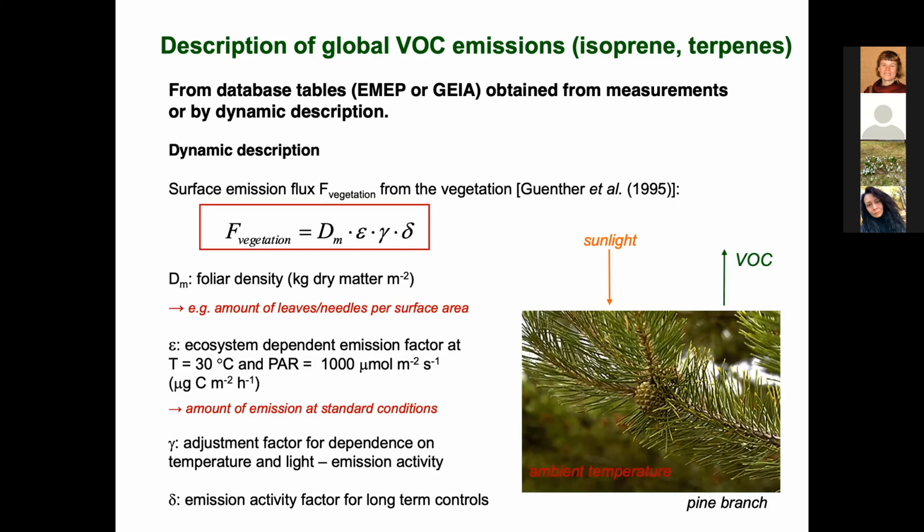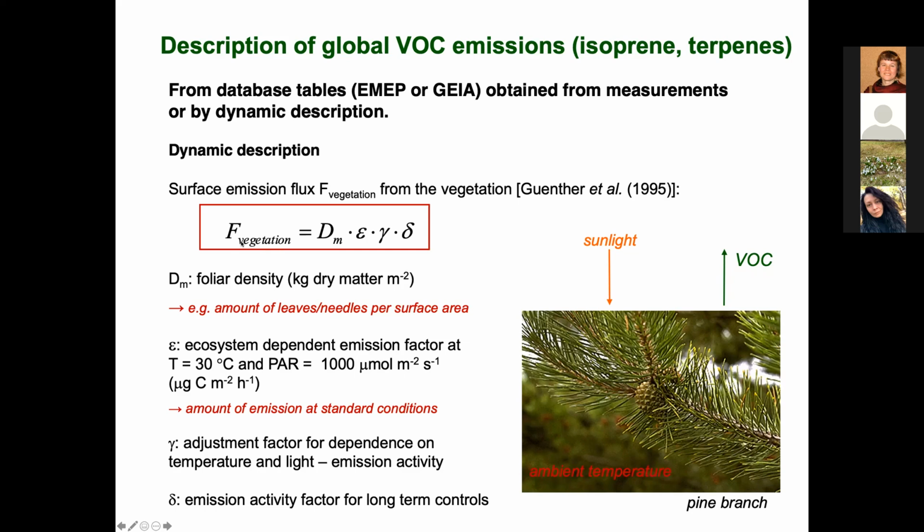The other option would be that you have a dynamic description of the emissions in your model. One code which was actually developed by Alex Günther is the MEGAN code, the Model of Emissions of Gases and Aerosols from Nature, which is, to my knowledge, the most applied emission code in all Earth system models worldwide. The basis of this code came from a 1995 paper from Günther et al. So this is quite an easy equation.